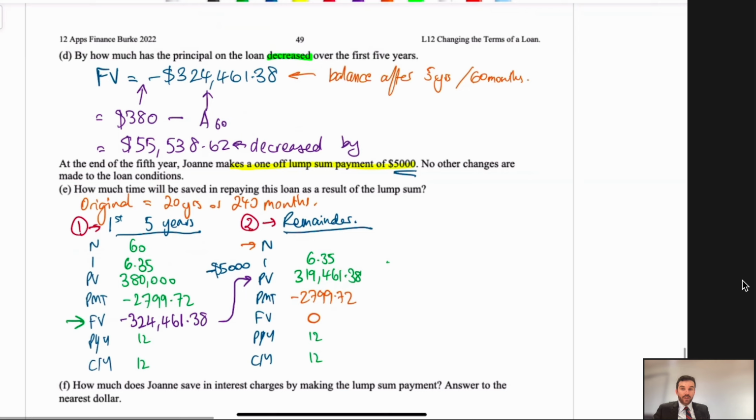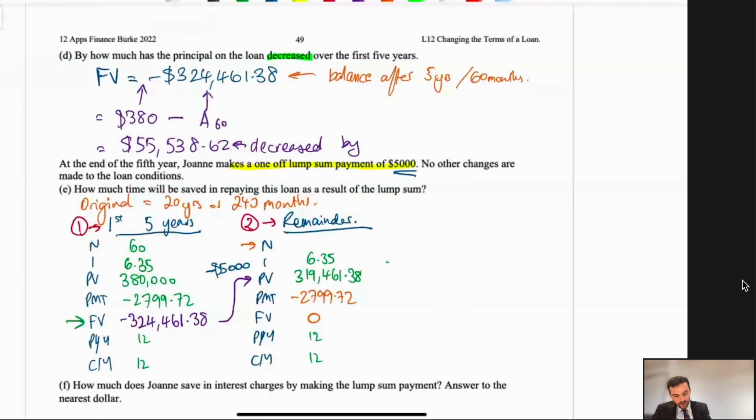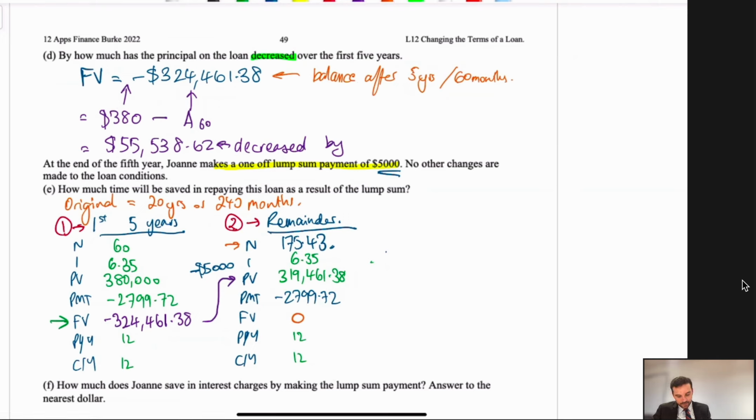Okay, now what we're going to do is we're going to solve on how long it's going to take. Okay, so we're trying to figure out how much time is saved. So here we go. Let's go into a finance app. I'm going to clear that. Now this new loan is going to be positive 319,461.38, and we're paying off the loan, so we'll go to 0 and we solve for N. 175.43. So this is our new N. So how is this going to change everything?